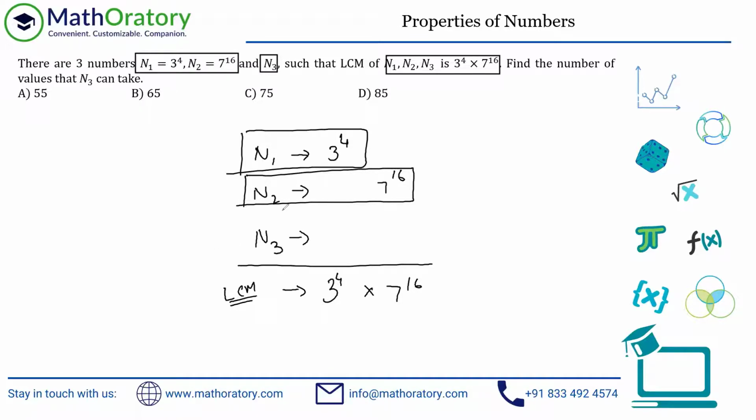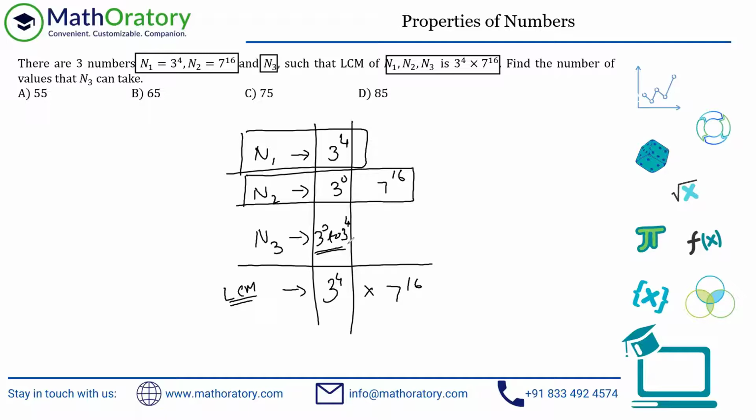Now, straight away, I hope you can identify that the power of 3 in the LCM is 4. So in turn, what it says is the maximum power of 3 among all the three numbers could be 4. N1 and N2 we already know. N2 doesn't have a power of 3, so that is 3 to the power 0. So N3 can have anything from 3 to the power 0 to 3 to the power 4. So the power of 3 in N3 could be anything from 0 to 4.